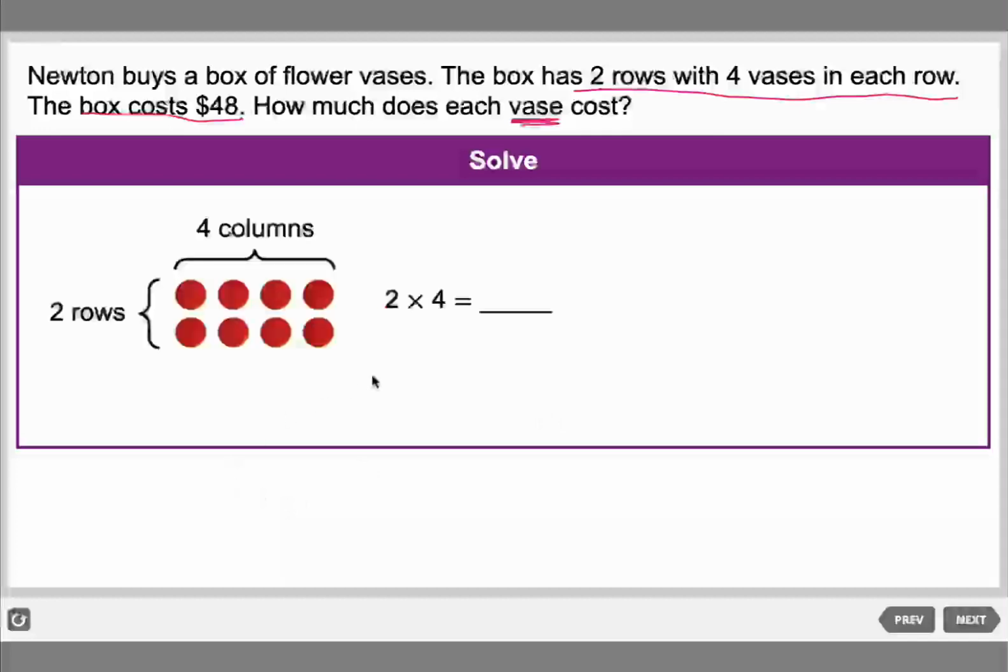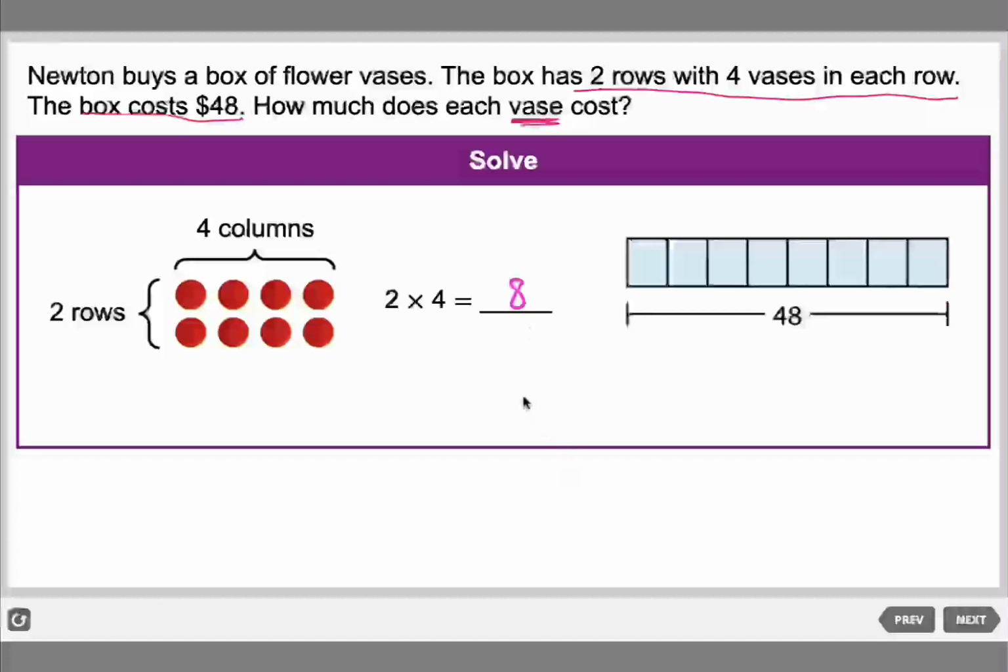We said that we can multiply 2 by 4 using any of the known methods. Of course, we know that 2 multiplied by 4 equals 8. So the total number of vases in the box is 8. Now we divide the total price, the total cost, by 8. So we divide 48 by 8. And now what's the quotient? Excellent. So the answer is... Each vase costs how many dollars? $6. Okay, my heroes, write the answer quickly. Finish. Great.